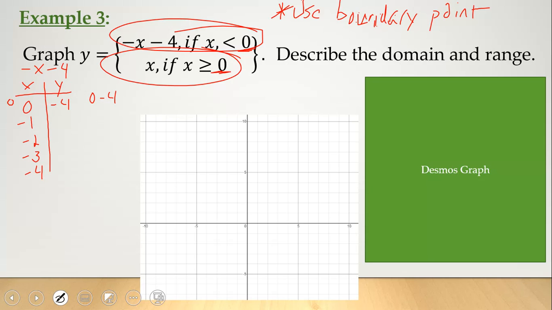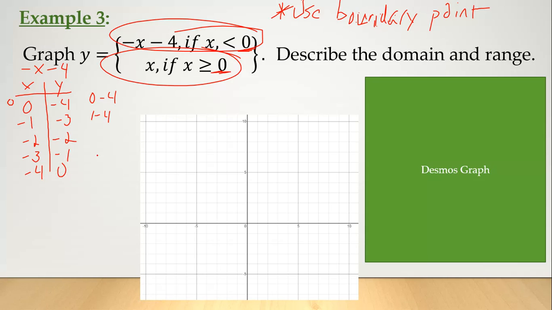Then plug in negative 1 into your equation. So you have negative negative 1, which is positive 1, minus 4. So 1 minus 4 is going to get you negative 3. Then plug in negative 2. You're going to get 2 minus 4. You're going to get negative 2, negative 1, and 0.